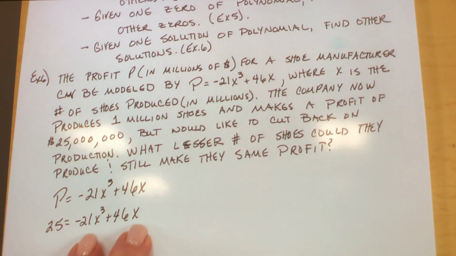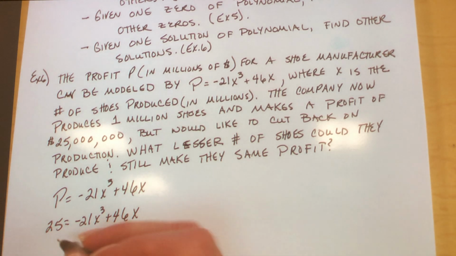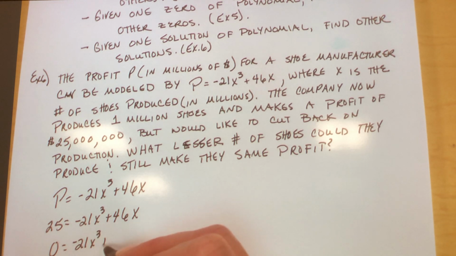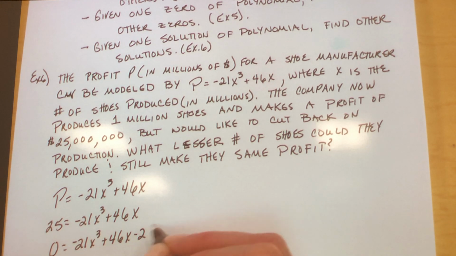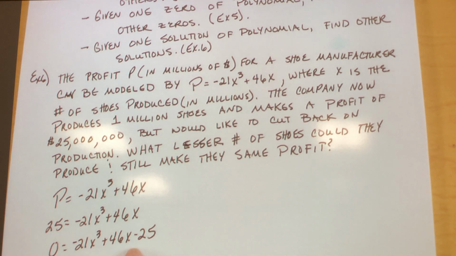So actually what I'm trying to do is solve this equation for x. Do you agree with that? Because x is the number of shoes. To solve it, what do I need to set it equal to? 0. Okay, so I'll pull that 25 over there, subtracting it from both sides, and then it'll look like this. So I'm trying to solve this cubic equation, but it doesn't factor. So, let's see, do I have a solution? Do I have a number that will give me 25 million?